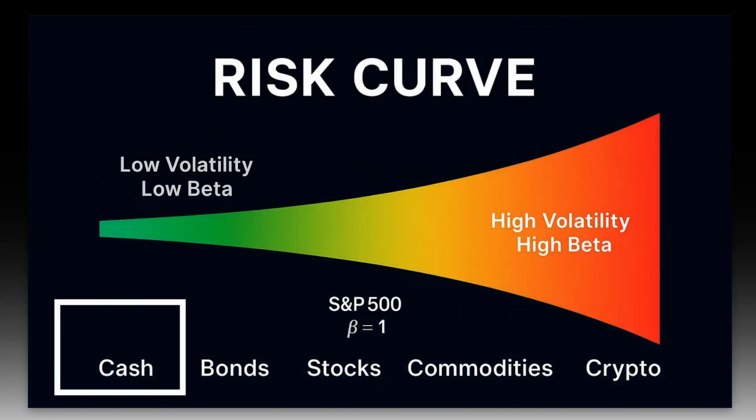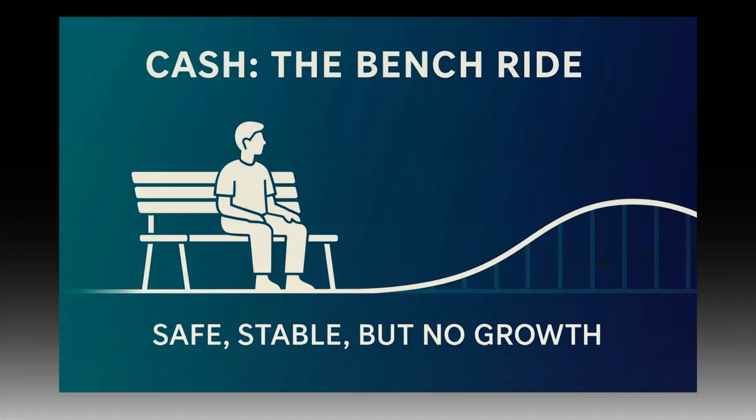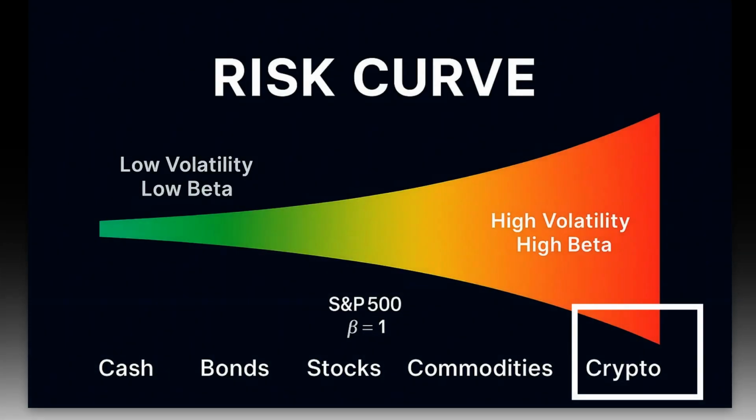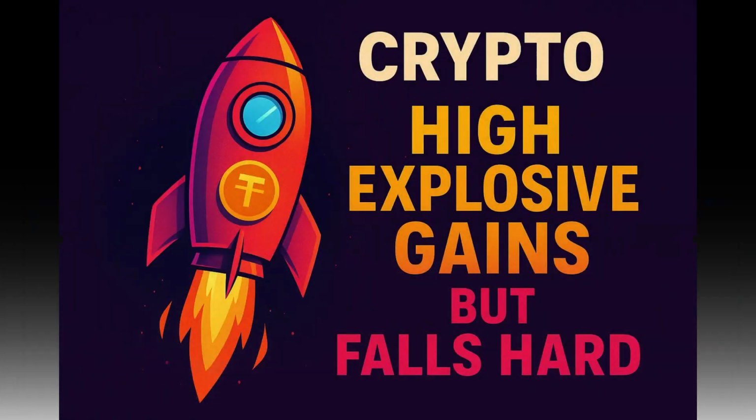Now, to the left side of the curve, we have cash. Cash is pretty much like taking a ride sitting on a bench. Benches are safe, but they just don't move. And all the way to the right side of the curve, we have crypto. And crypto is a lot like a rocket ship. It does explode, but it falls hard.